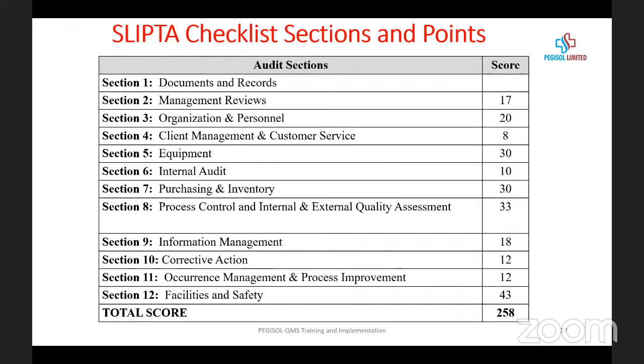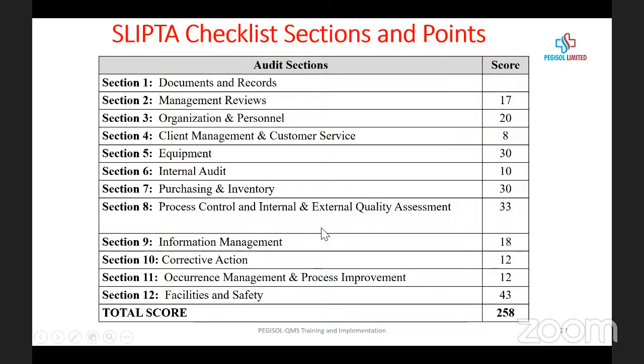So how many of us have heard about the SLIPTA checklist? The SLIPTA checklist is a WHO checklist that helps to stepwise improve the quality of an organization. According to that checklist, we have 12 sections: document and record, management review, organization and personnel, client management and customer service, equipment, internal audit, purchase, process control, information management, corrective action, occurrence management and process improvement, and facility and safety. These are the scores that are attached to them. The maximum score you can get using this SLIPTA checklist.